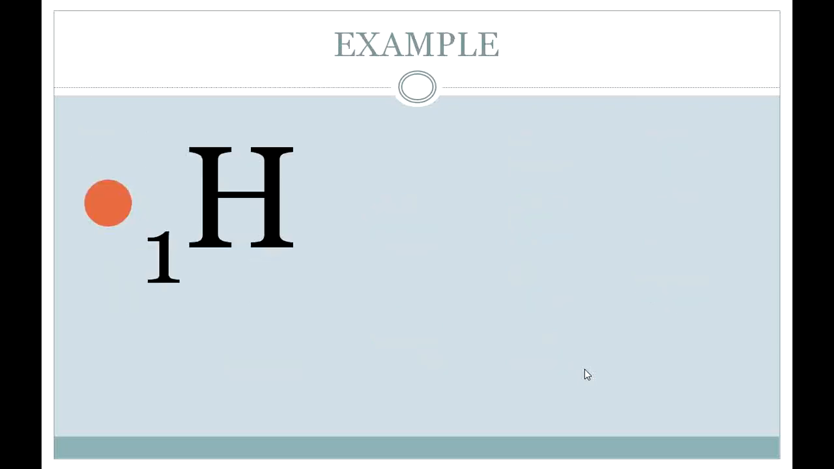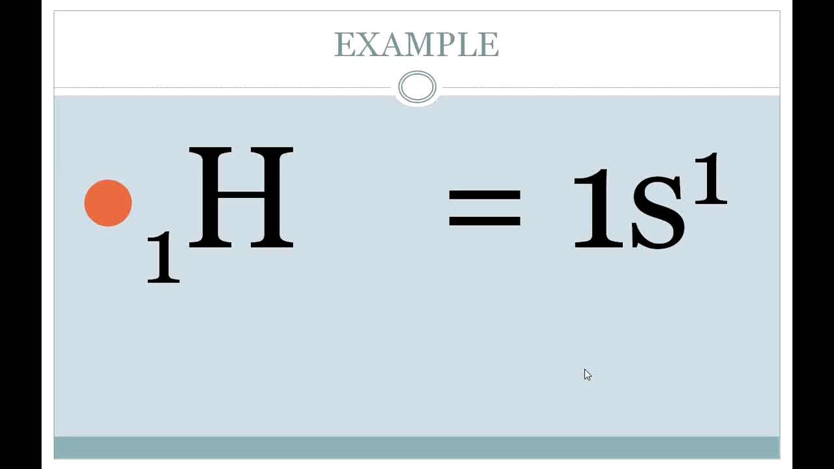Next, there are some examples, like hydrogen. Hydrogen's atomic number is 1. It means hydrogen contains one electron. As we have seen, the first orbital which should be filled is 1s. So this electron will go to the 1s orbital. The s orbital has a capacity of 2 electrons, but we have only 1 electron. Therefore, this 1 electron will go to the 1s orbital. So hydrogen's electronic configuration is 1s1.